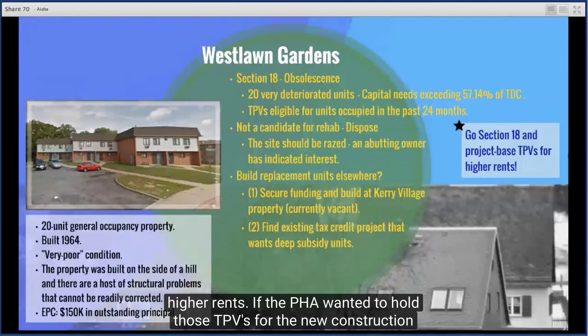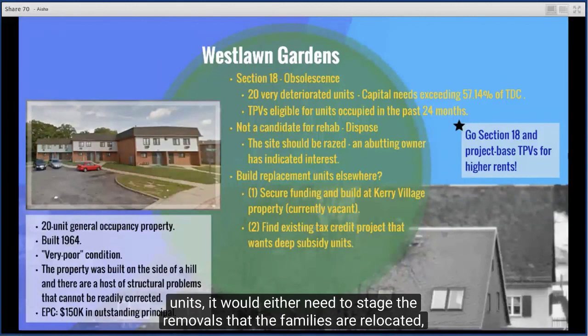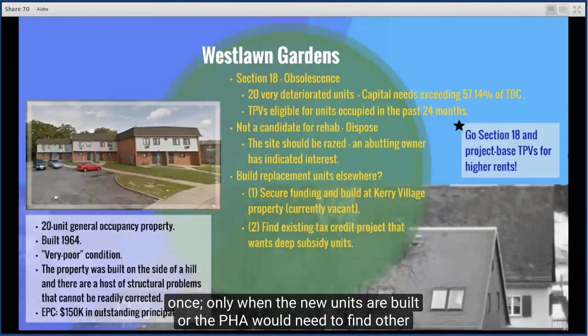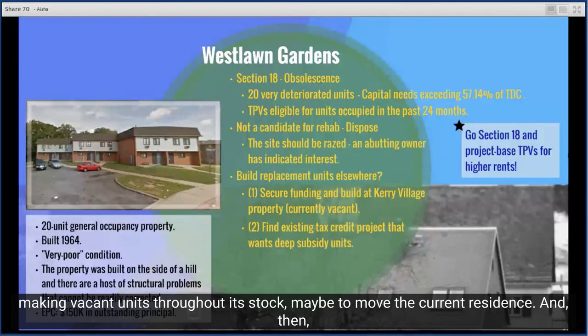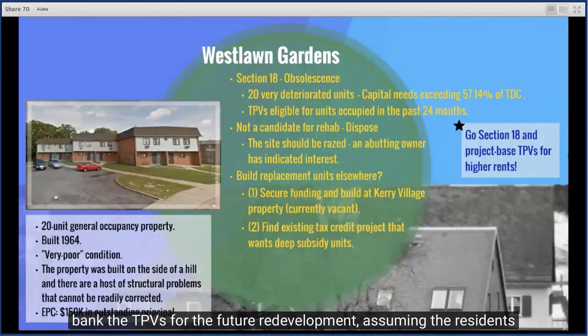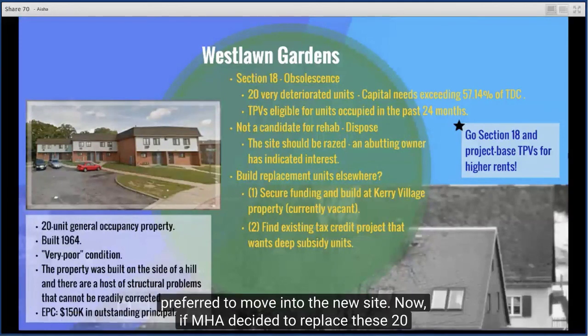If the PHA wanted to hold those TPVs for the new construction units, it would either need to stage the removal so that the families are relocated once, only when the new units are built, or the PHA would need to find other vacant units throughout its stock, maybe to move the current residents, and then bank the TPVs for the future redevelopment, assuming the residents preferred to move into the new site.